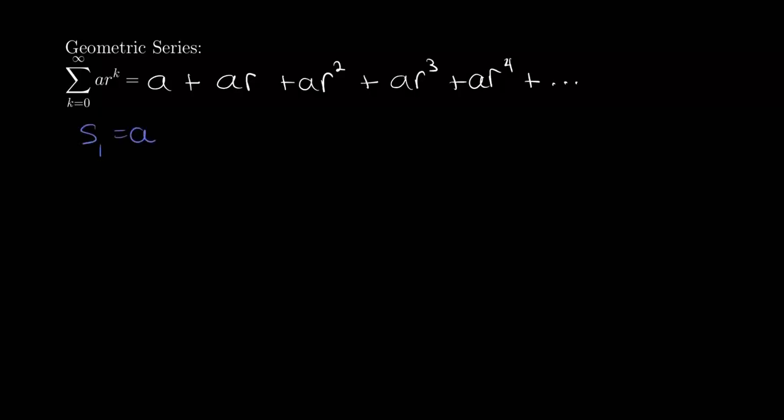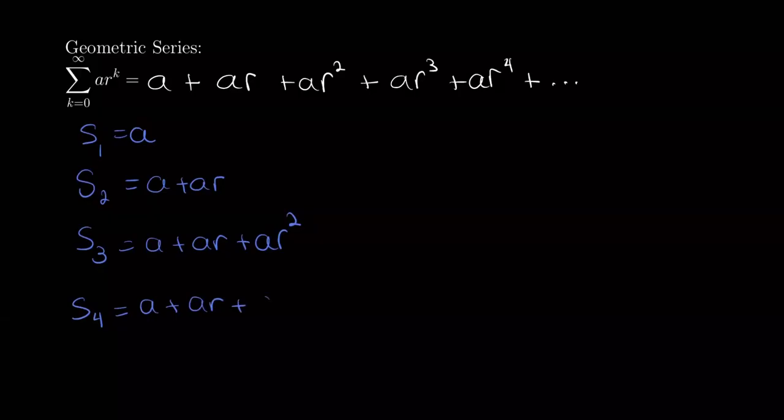So S sub 1 is just the first term, and the first term of the series in this case was a. S sub 2 would be the sum of the first 2 terms, and those are not like terms, so they are there. So S sub 3 would be a plus ar plus ar squared, and then S sub 4 is a plus ar plus ar squared plus ar cubed, etc. I could do S sub 5, which would be the sum of the first 5 terms, and so on.